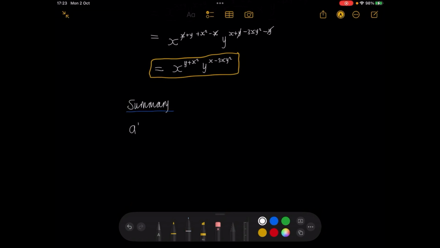So firstly, the first law is a to the m times a to the n equals a to the n plus m. Second one is a to the m divided by a to the n is equal to a to the m minus n. Then we have a to the m to the power of n is equal to a to the m times n. And finally, ab to the power of n is equal to a to the n times b to the n.